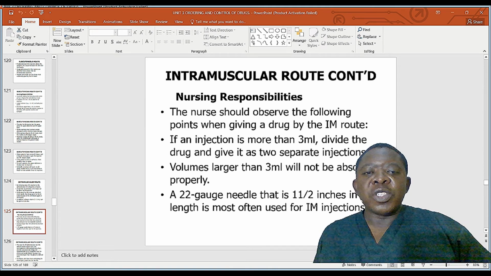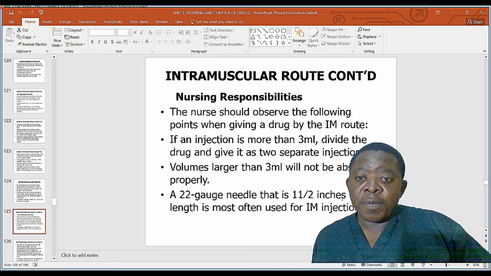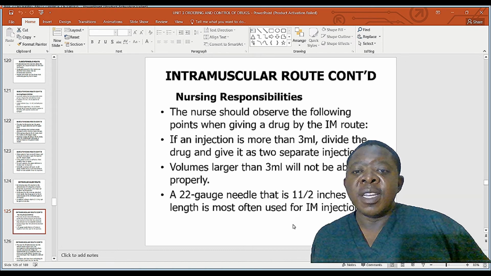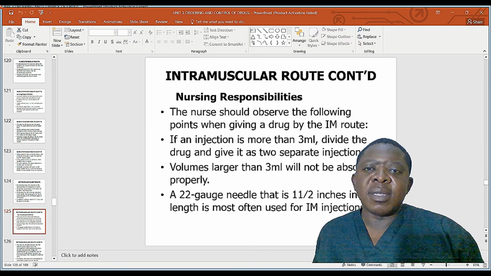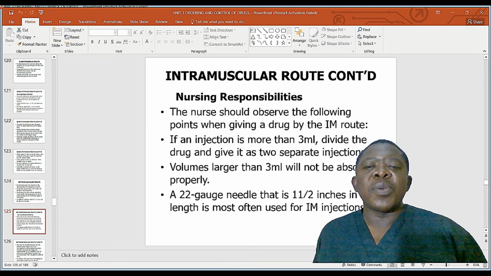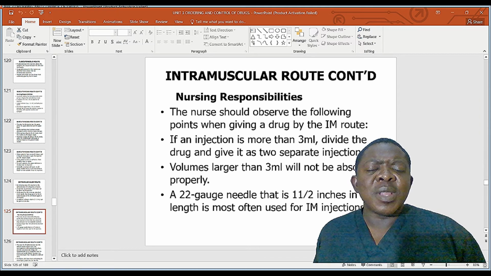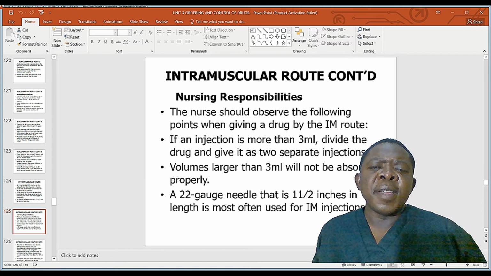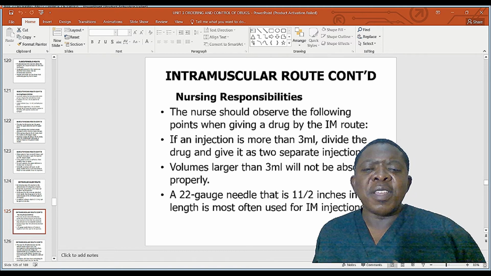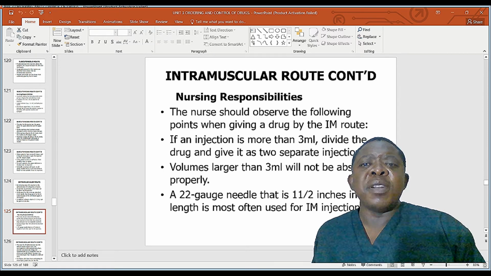A 22 gauge needle that is 1 1/2 inches in length is most often used for intramuscular injection. So please, I urge you to kindly note that for a 3 or 4 ml drug, 4 ml can be given, but anything more than 3 or 4 ml is not advisable to give intramuscularly, let's say 5 ml or 8 ml, on one site. It may create a cold abscess. So this is very, very important in practice.